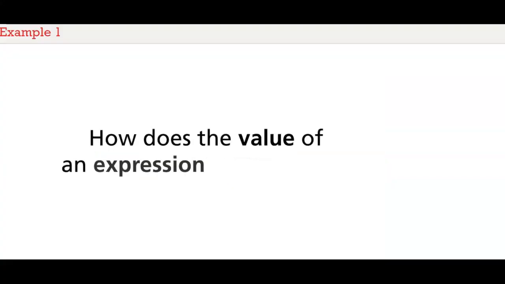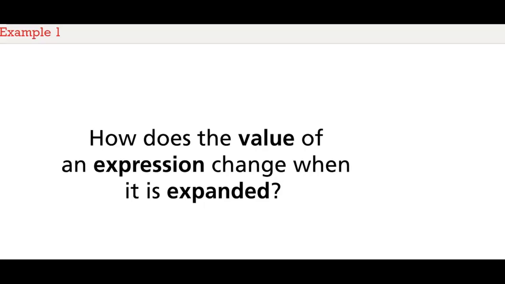How does the value of an expression change when it is expanded? Think about this during the lesson.